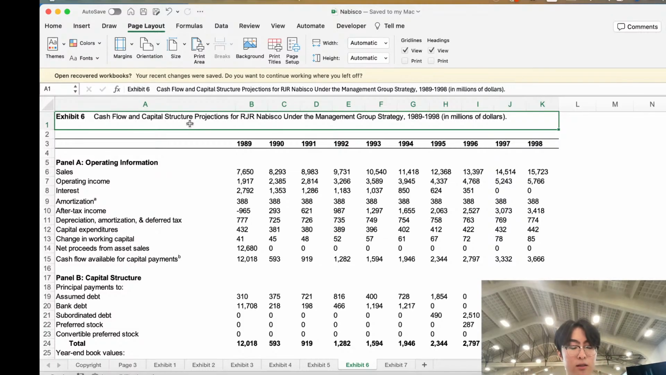Preferred stock. Wait, what changes if I blast this over? Why does this change? Oh, right, because the value changes. All right. Let's see. First common equity.